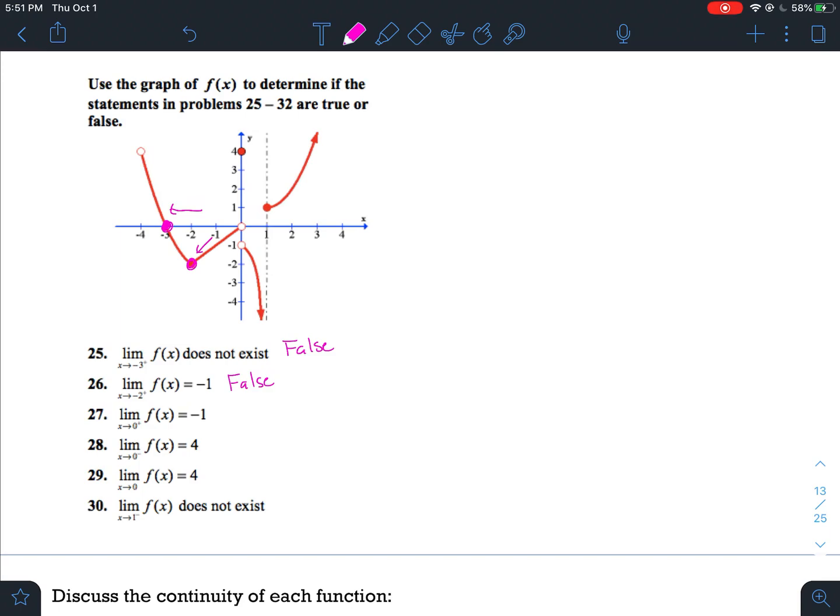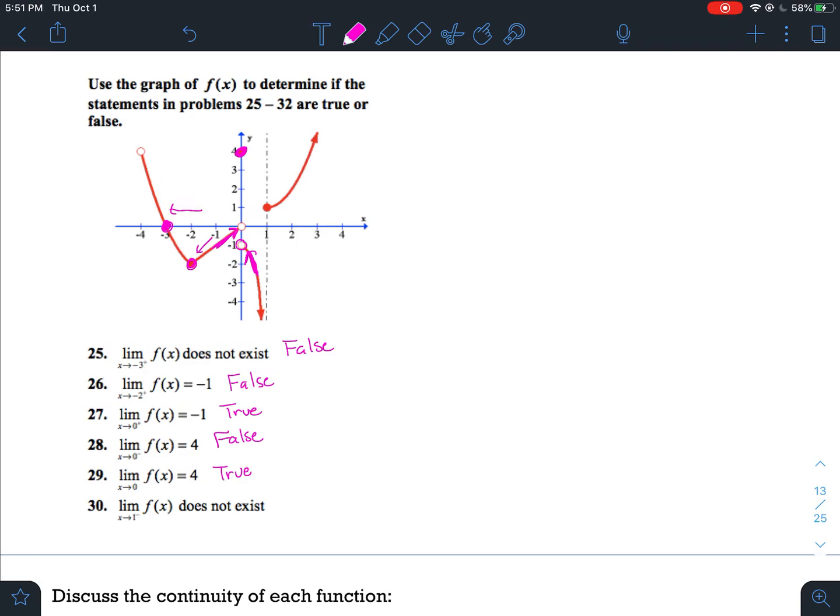My limit as I'm approaching 0 from the right. So here's 0. As I'm approaching it from the right, it looks like it's going to go to a height of negative 1. So that is a true statement. The limit as x goes to 0 from the left is 4. Well, as I'm approaching 0 from the left, it looks like it's going to a height of 0, so not 4, so that's false. F at 0 is 4, so at 0, that point is 4, so that is true.